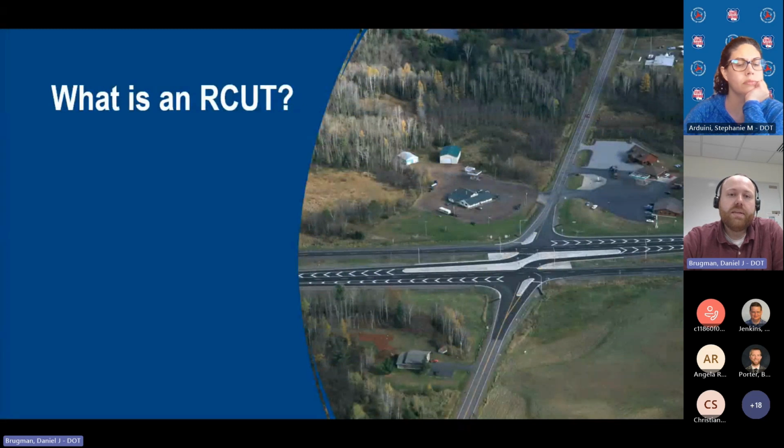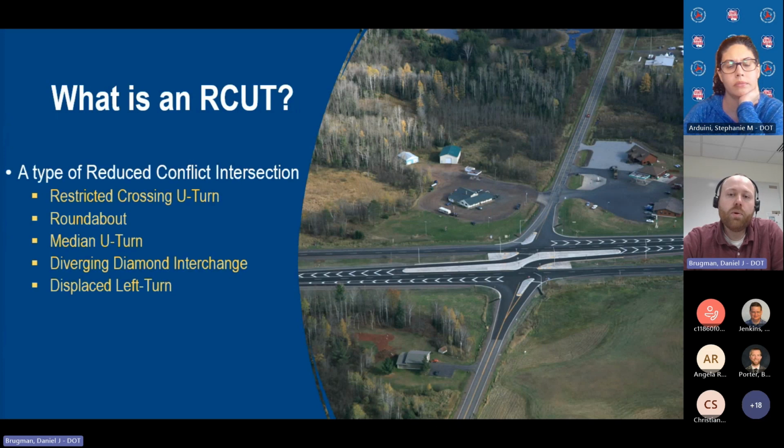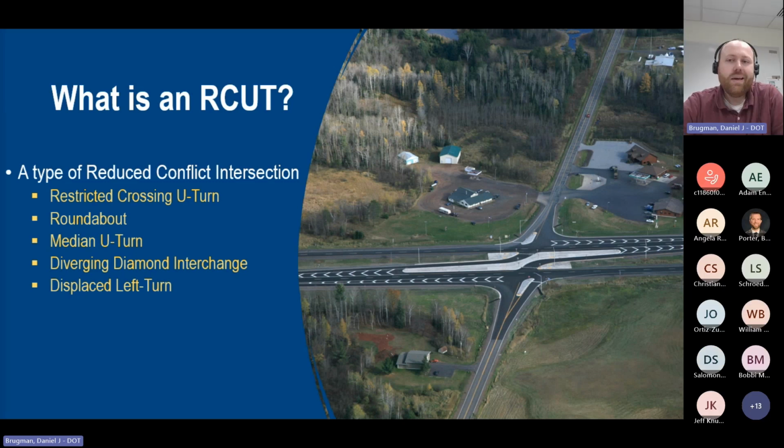So what is an RCUT? According to FHWA, more than 50% of fatal and injury crashes occur at or near intersections. Intersection safety and design research has led to the development of numerous innovative or alternative intersection designs to improve safety at intersections. An RCUT is one of those types of alternative designs under that broader category of reduced conflict intersections, along with roundabouts and DDIs and things like that.